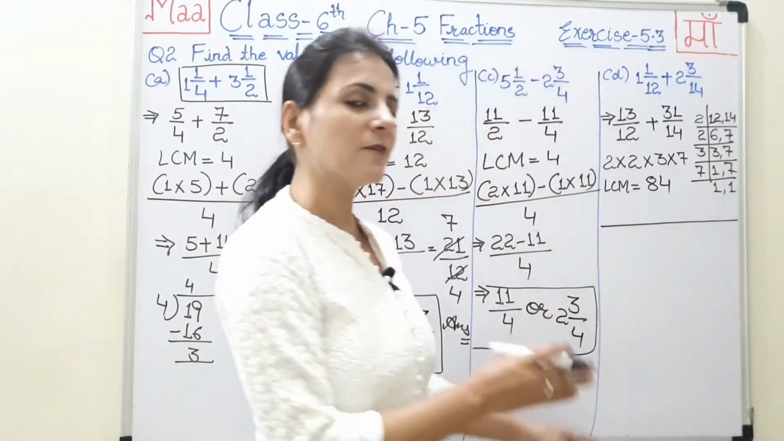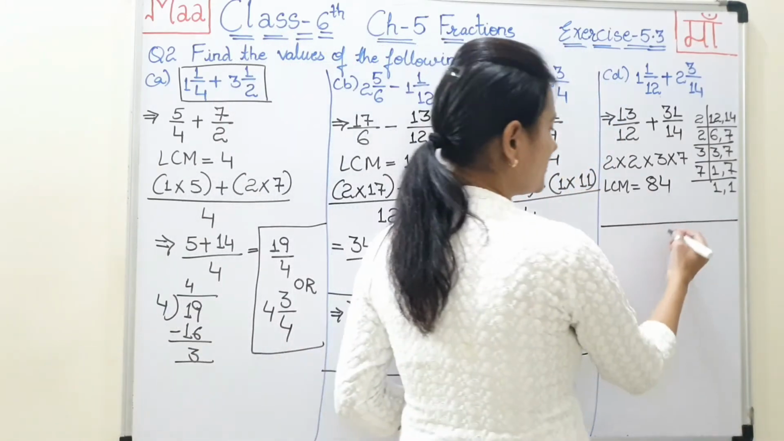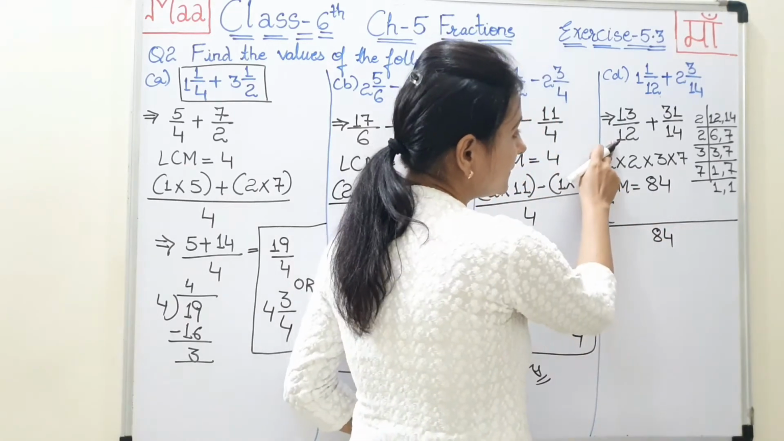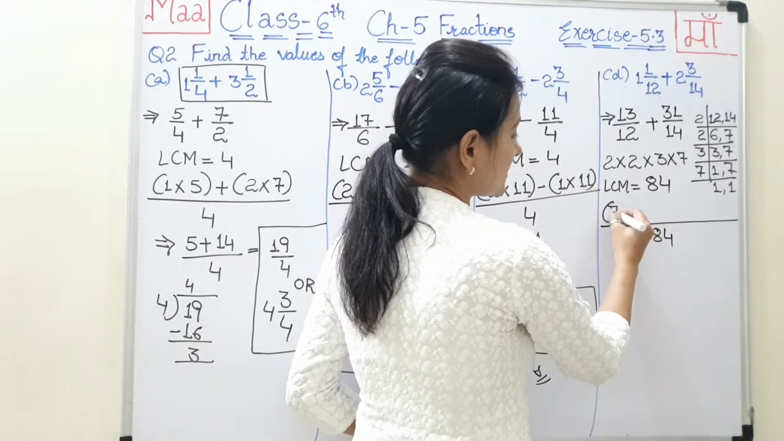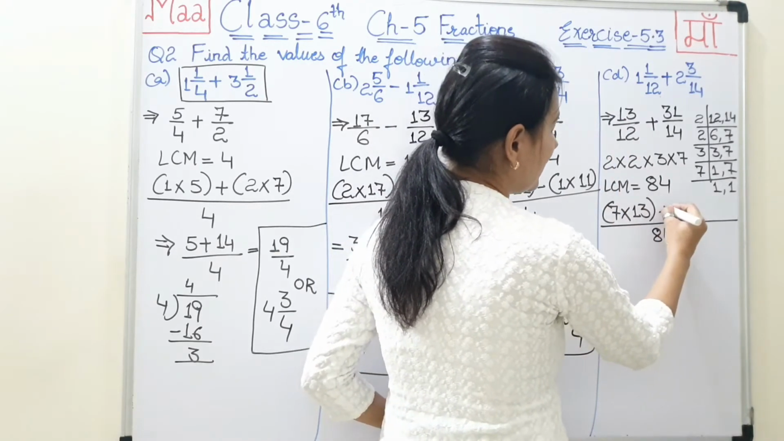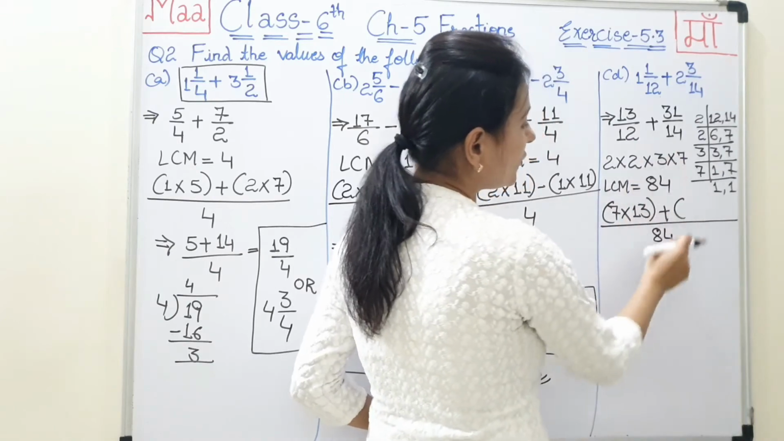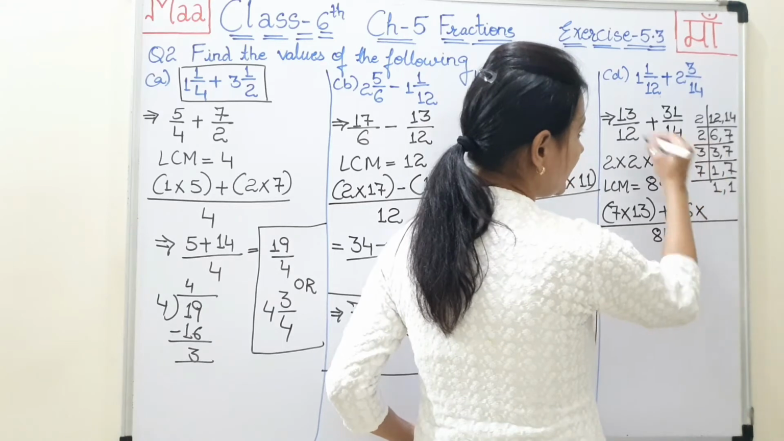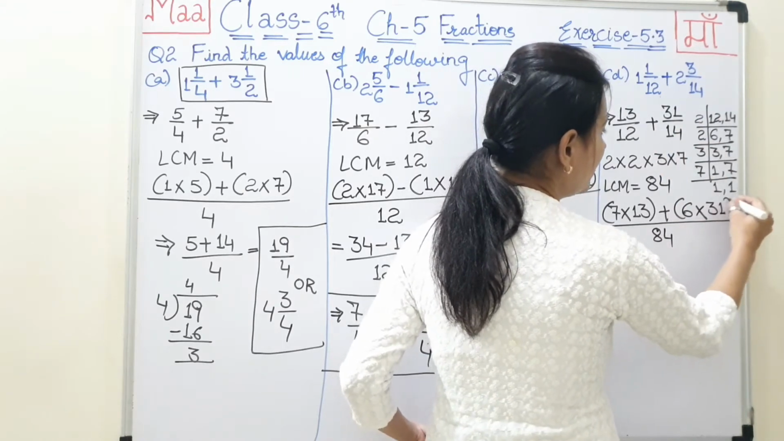Now the procedure will remain the same. Now the procedure will be the same as we have been doing. 84 will come in the denominator. Open the bracket. In the table of 12, 84 comes 7 times. Multiply it by the numerator 13. Then in between a plus sign, in the table of 14, 84 comes 6 times. So write down 6 here. Multiply it by the numerator 31.